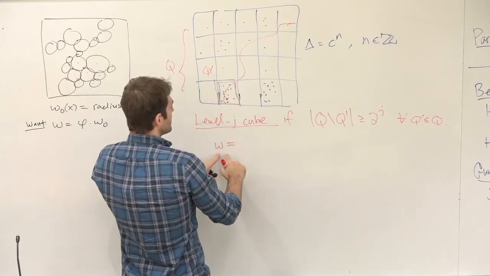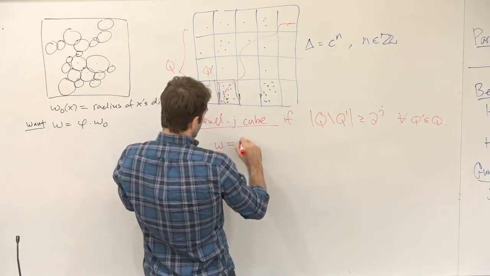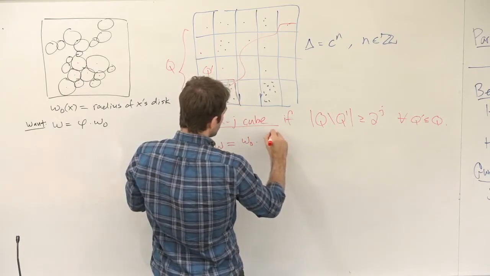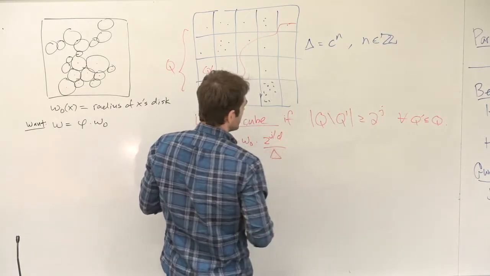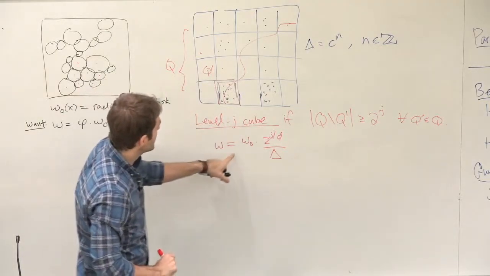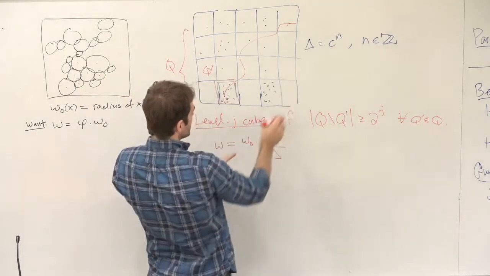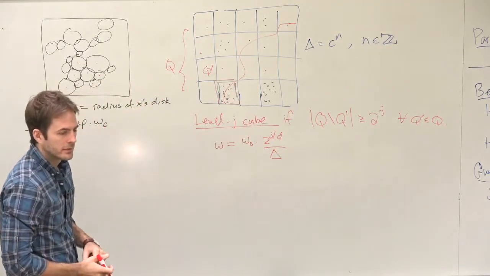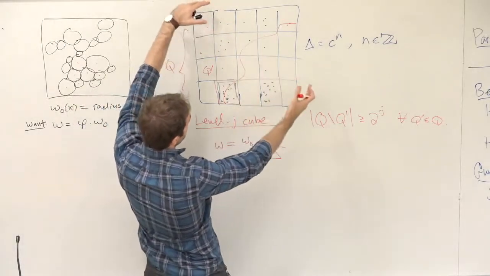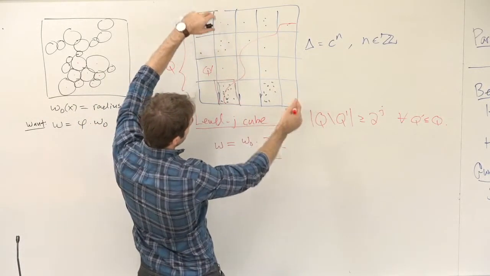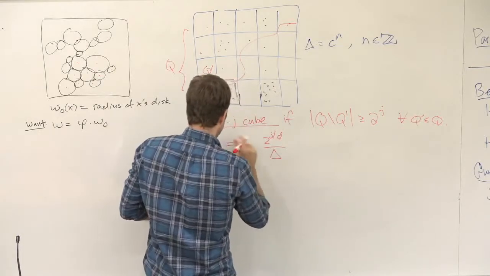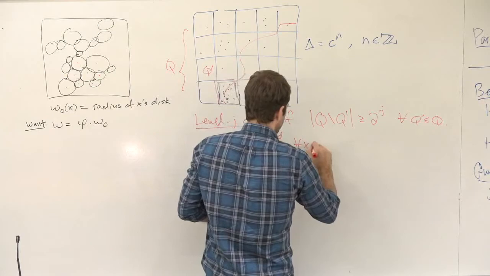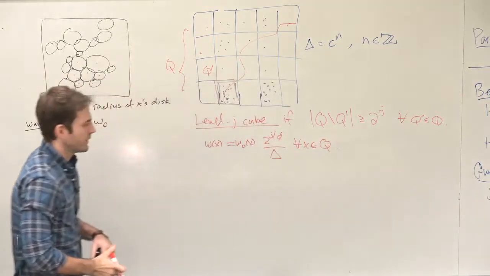So then I should set w to be, or omega to be, omega 0 times 2 to the j over d divided by this diameter delta. If I do that, then if the diameter was delta before, now their diameter becomes 2 to the j over d. So I'm going to blow up every vertex in this cube. For every vertex in this cube, we're going to do this.